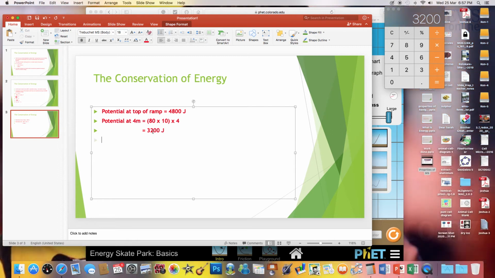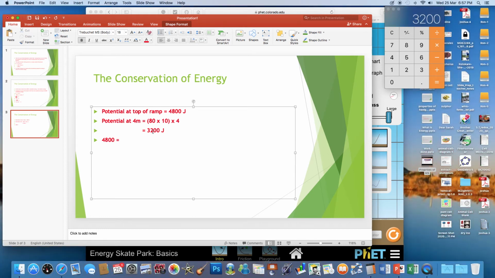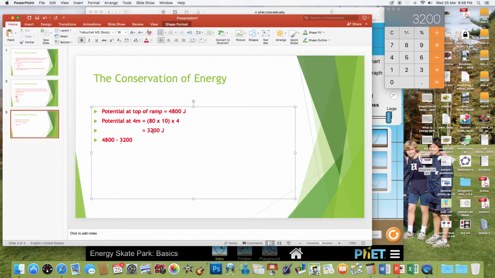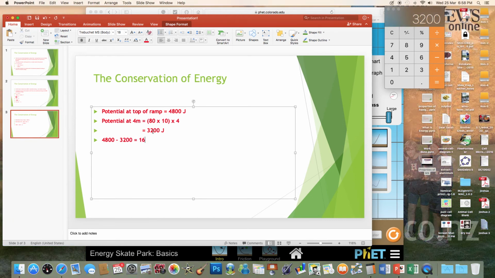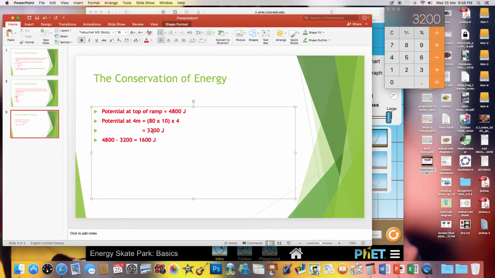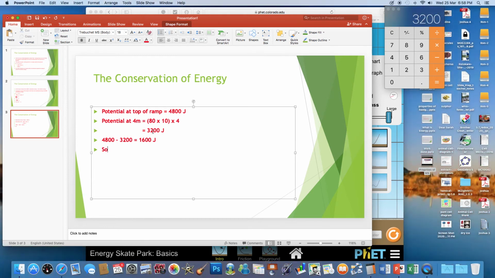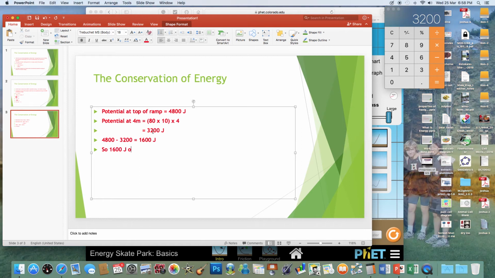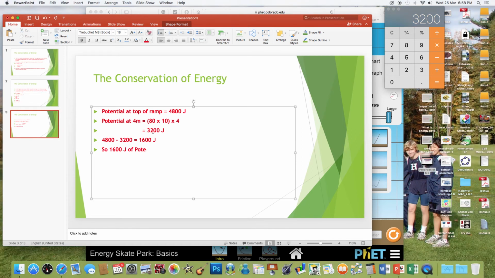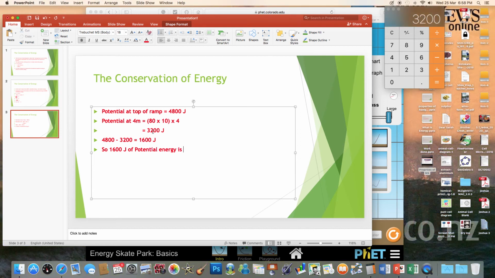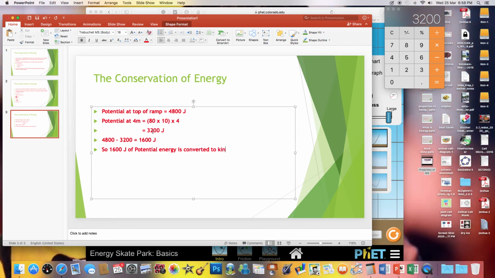The difference, so 4,800 minus 3,200 is equal to 1,600 joules. So 1,600 joules of potential energy has been converted to kinetic energy, is what you have to remember here. So 1,600 joules of potential energy is converted to kinetic energy.